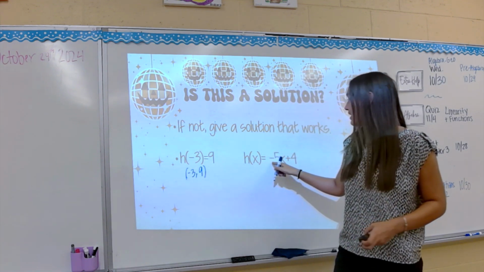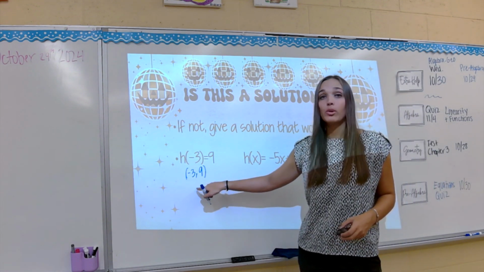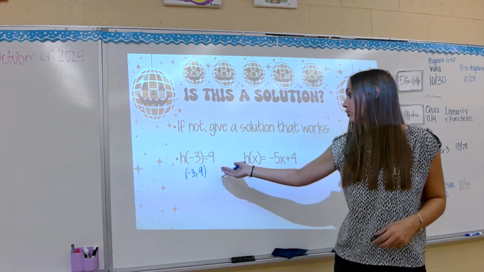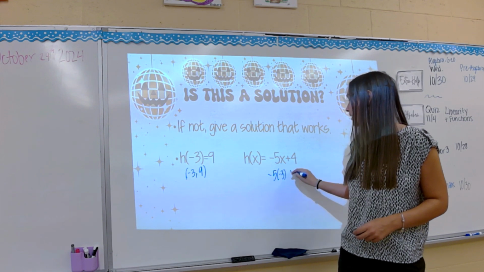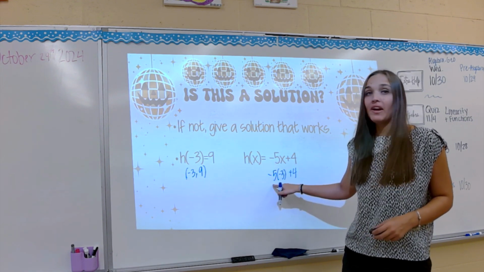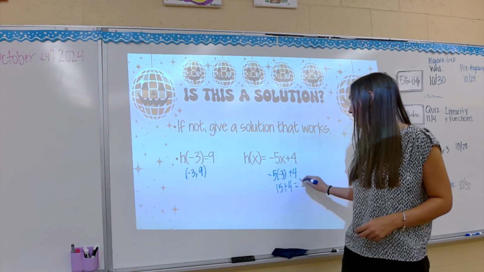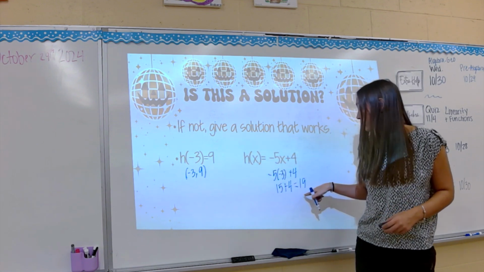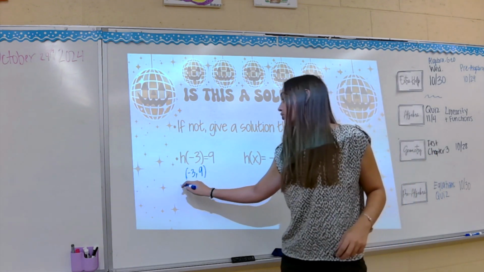I'm given the equation, -5x plus 4. I need to see if this is a solution. So I'm going to plug in that x value. And I'm going to see, when I plug in that x value, do I get a y of 9? So I get -5 times -3 plus 4. -5 times -3 is 15. Plus 4 gives me 19. Is that 9? No, that's 19. So this is not a solution. So I'm going to say not a solution.